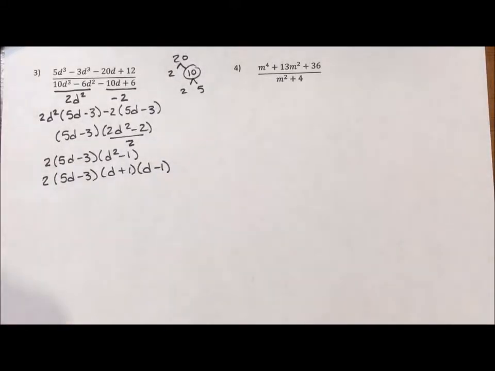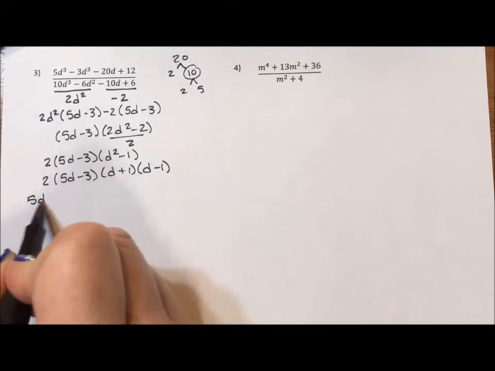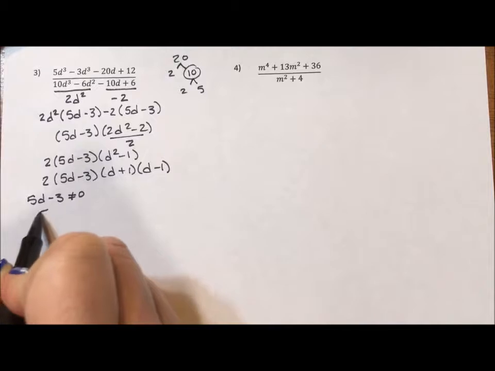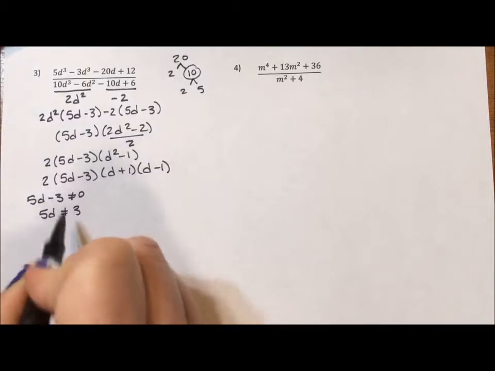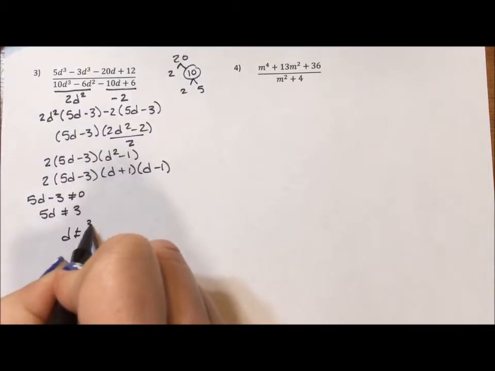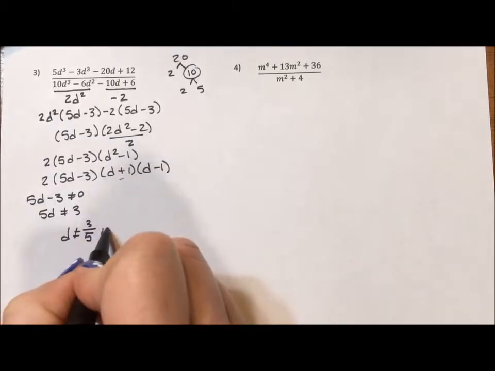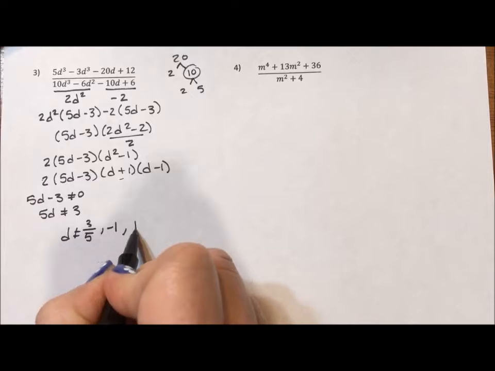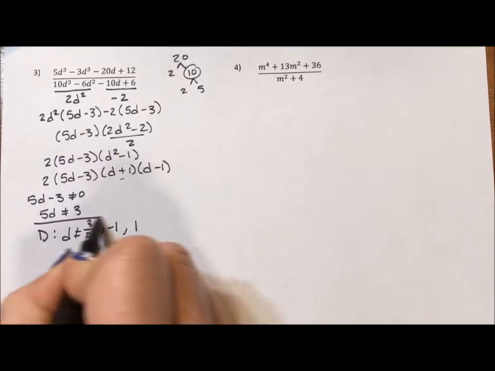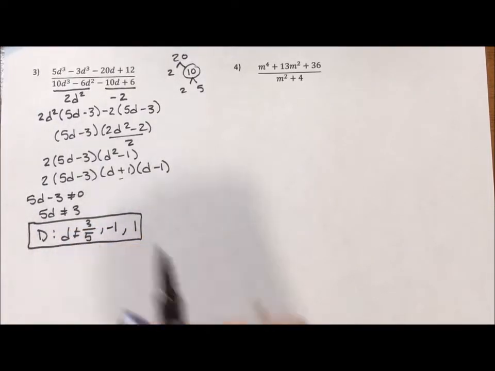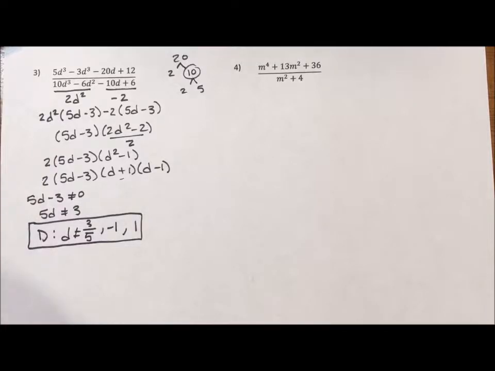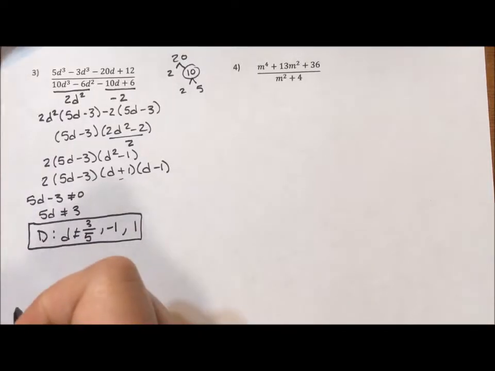Okay, so for my domain, this 5d minus 3 cannot be 0, so 5d cannot be 3, d cannot be 3/5. For these two, it's a little bit simpler. This is 0 when d is negative 1. This is 0 when d is 1. That's my domain, and I'm done with it. I'm not going to go to any other notation for domain for now.